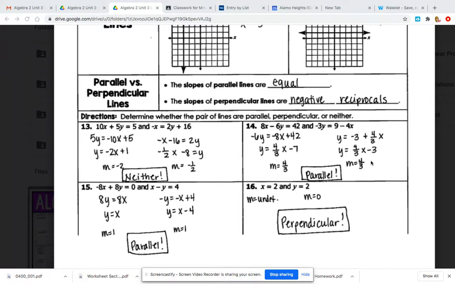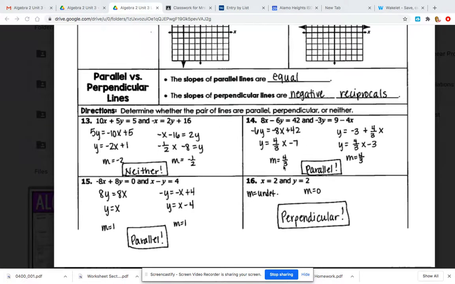In example 14, you'll see that the slopes, as we simplify as y equals mx plus b, both m's are 4/3. And so since they're exactly the same, they're parallel. Sometimes the way I remember it is parallel has the two L's next to each other. So they're like twins next to each other. And so they match, and the two slopes match, where perpendicular doesn't have matches next to each other.